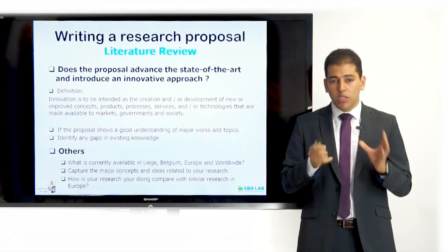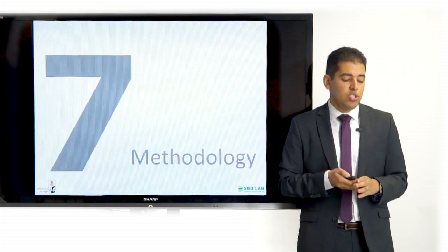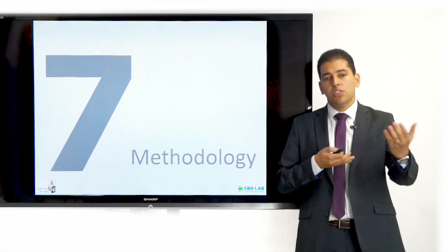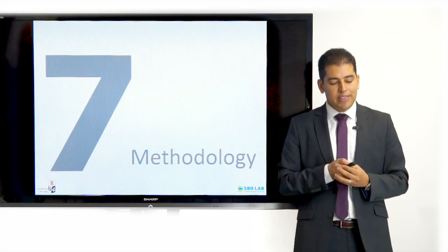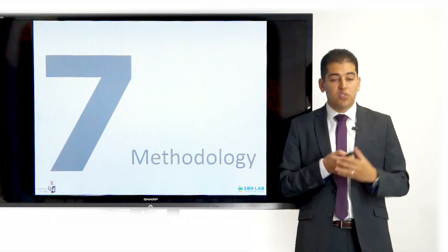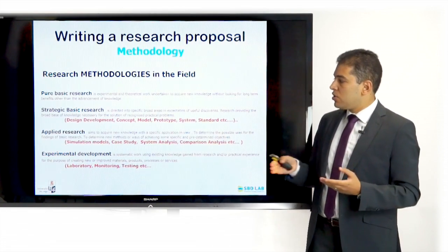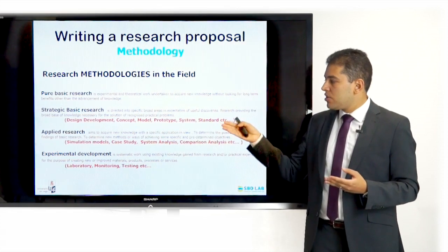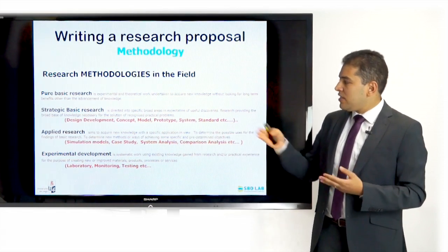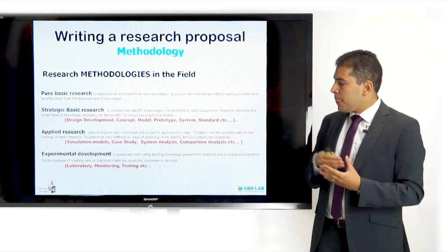Once you did that, you can move to the methodology, and the methodology should describe how you are going to do your research in the proposal. And this should not be a long text. It could be a couple of paragraphs, or maybe a maximum of 3 paragraphs describing how you are going to do your research. There are in general different methodologies. You can do strategic research, you can do applied research, you can do experimental research, and these are all examples of research that you can do.